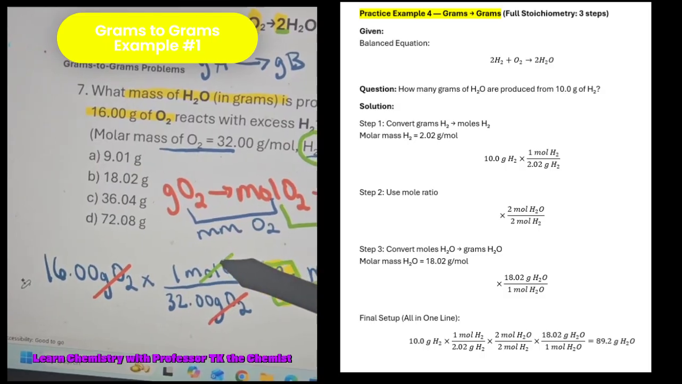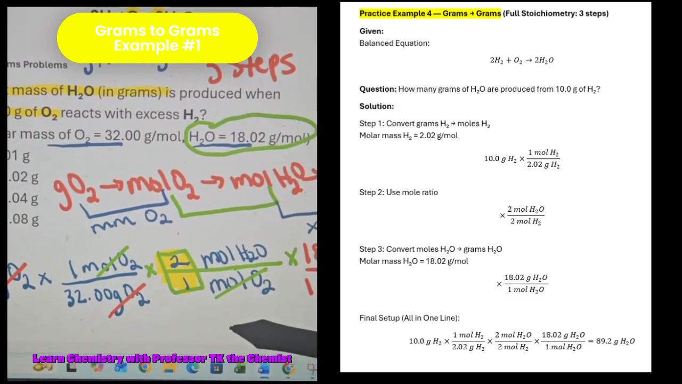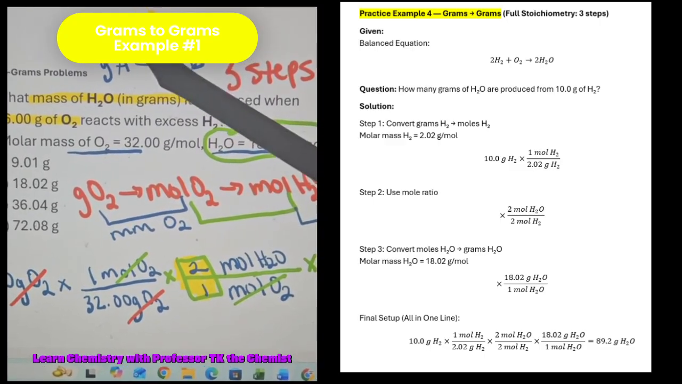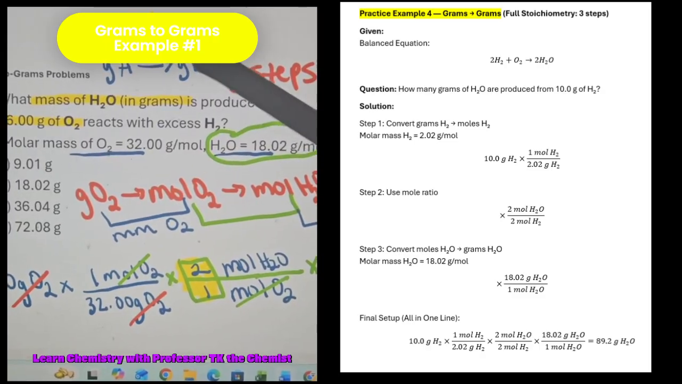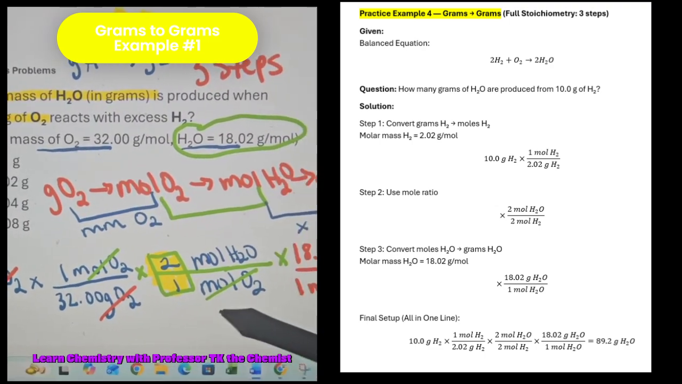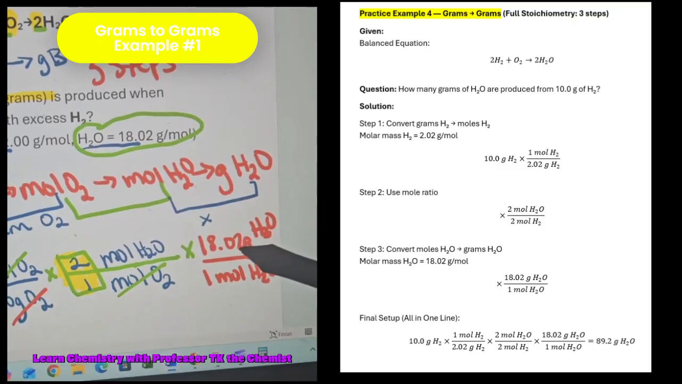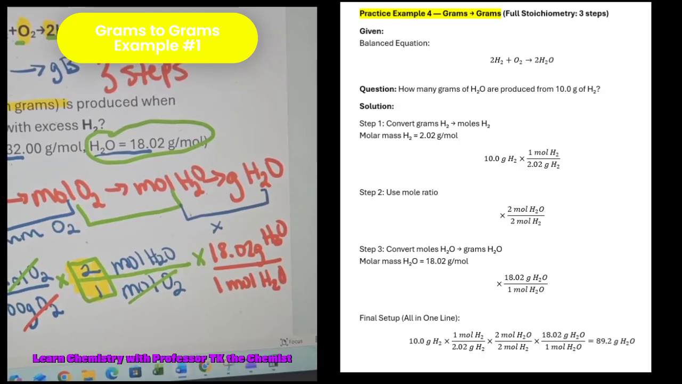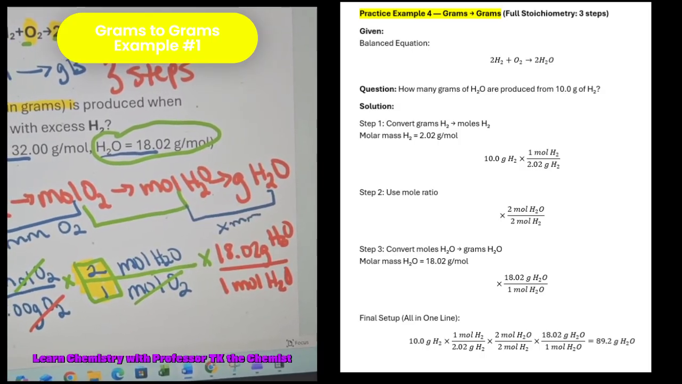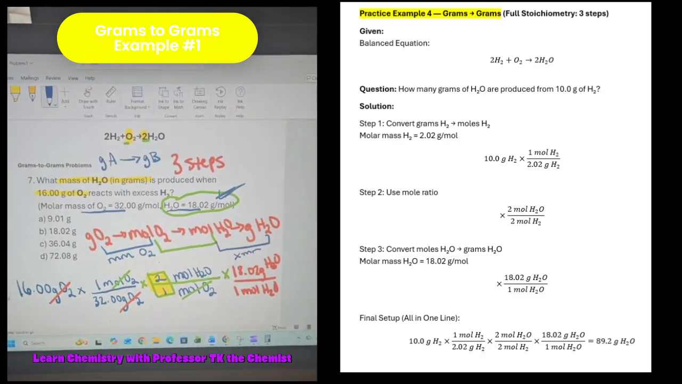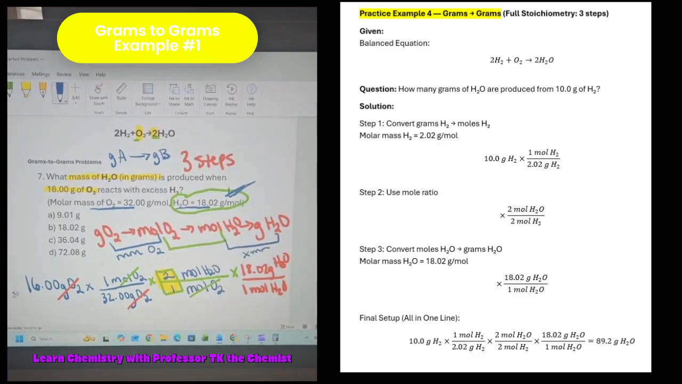I started with the oxygen on the top here, so I'm going to put the oxygen on the bottom there. And this 2 and that 1 comes from the coefficients of the 2 and the 1 here, from your balanced equation. The last step, to get to the grams, I have to multiply times the molar mass. So I have to multiply by the molar mass of water, which is this number right here. And when you put all that together, you're just going to multiply it straight across.